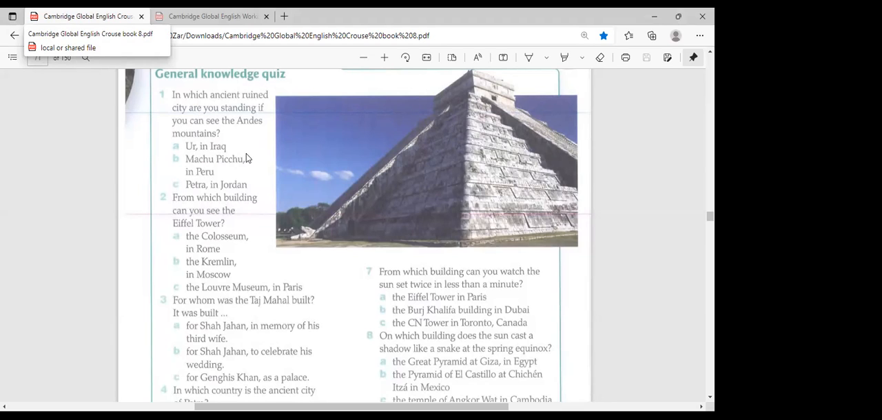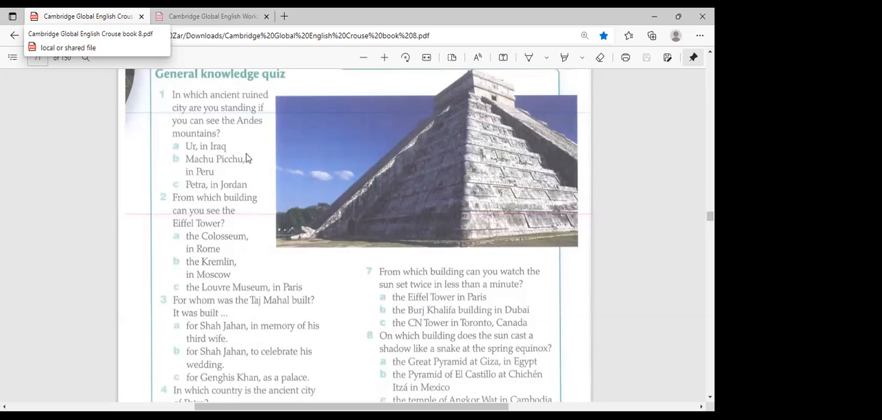2. From which building can you see the Eiffel Tower? The Eiffel Tower is in Paris. You can see it from the Louvre Museum. It was designed by Gustave Eiffel. Until 1930, it was the tallest building in the world. 3. For whom was the Taj Mahal built? It was built in memory of the third wife of Shah Jahan. He was the emperor at that time. He was so sad when his wife died that he built the Taj Mahal in her memory.